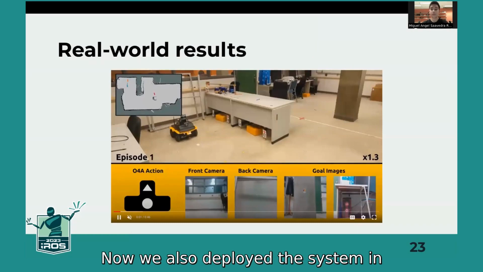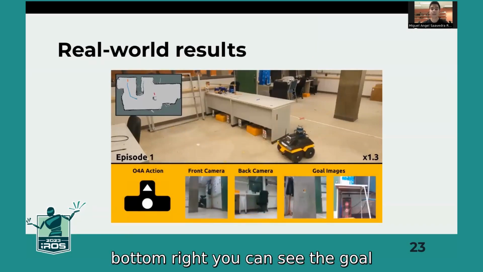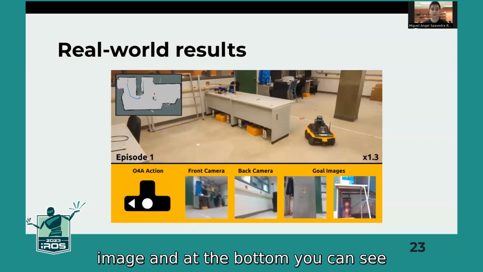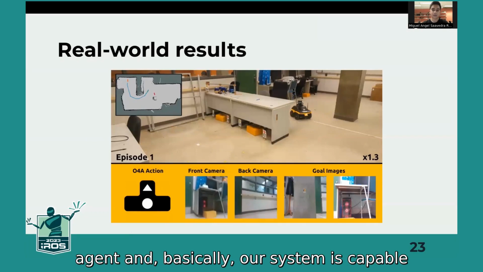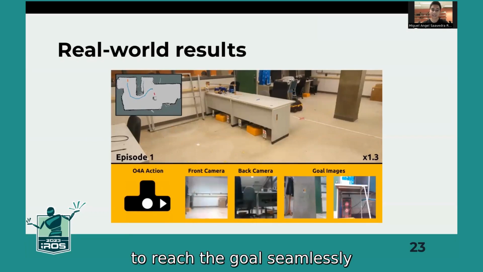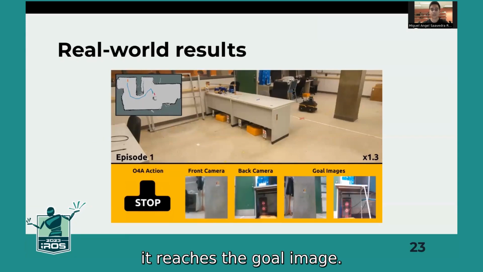Now, we also deploy the system in a real-world laboratory. In the bottom right, you can see the goal image, and at the bottom, you can see the current image being perceived by the agent. And basically, our system is capable of reaching the goal seamlessly, and it autonomously calls stop as soon as it reaches the goal image.